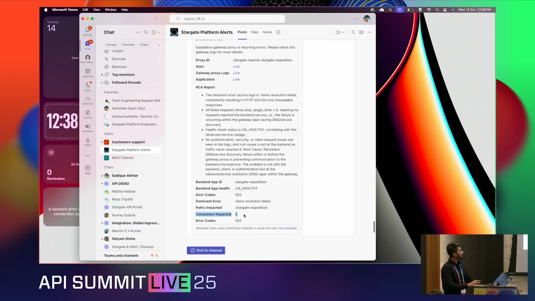So now, with this information in hand, I can confidently join the bridge call. And in this scenario, the problem is not on the gateway, so nothing needs to be done from our end. And this just happened in a matter of seconds, whereas previously it used to take a 20 minute bridge call. So let's take a look at how it is able to achieve this.